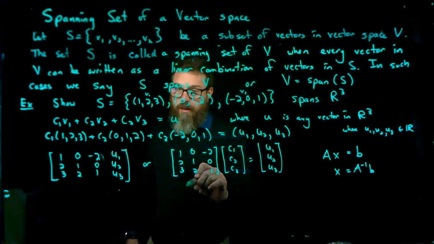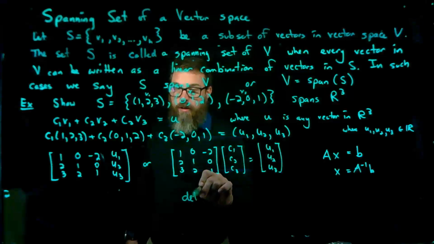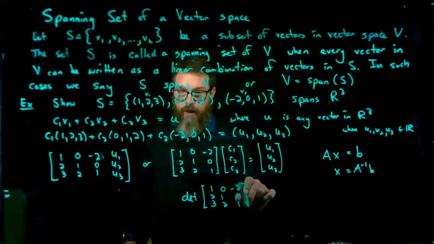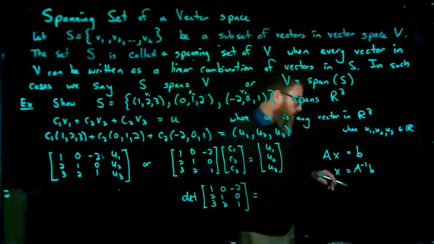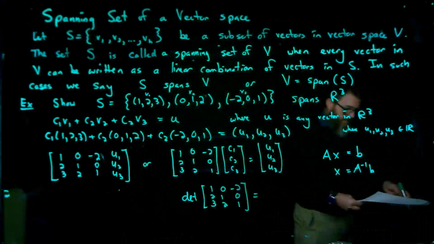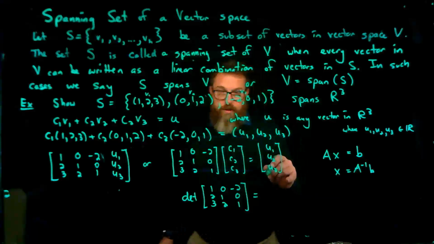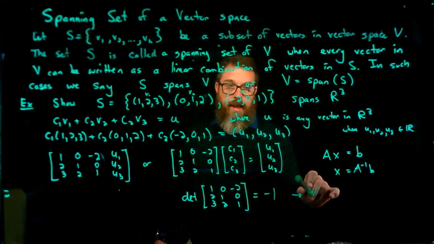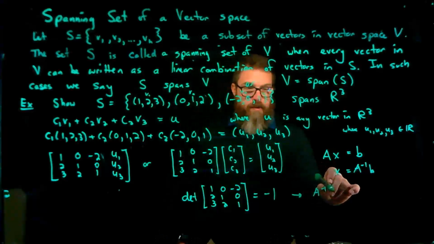So let's check that. Let's figure out the determinant of this matrix: (1, 2, 3), (0, 1, 2), (-2, 0, 1). And that thing is not equal to 0. We know this is equal to -1. So this implies that A inverse exists.